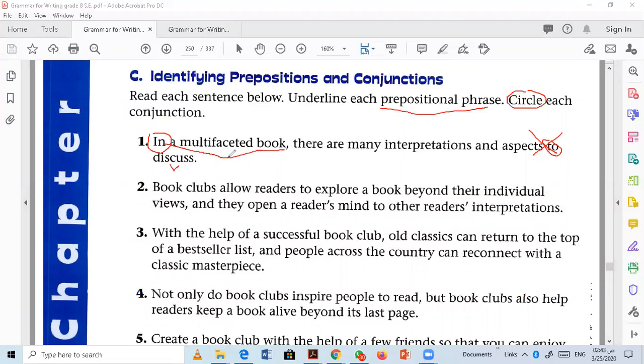So the prepositional phrase in this sentence will be this one: in a multifaceted book. And the conjunction here will be, go back to the lesson about conjunctions: coordinating, subordinating, and correlative. The conjunction here will be, of course, the word and. So let's circle it. So in this exercise, you need to underline the prepositional phrases and circle the conjunctions. So far, inshallah, so good.